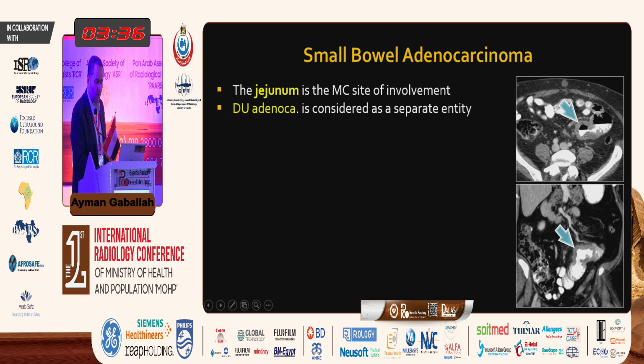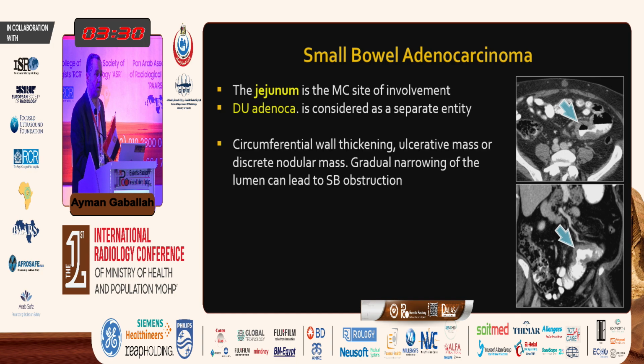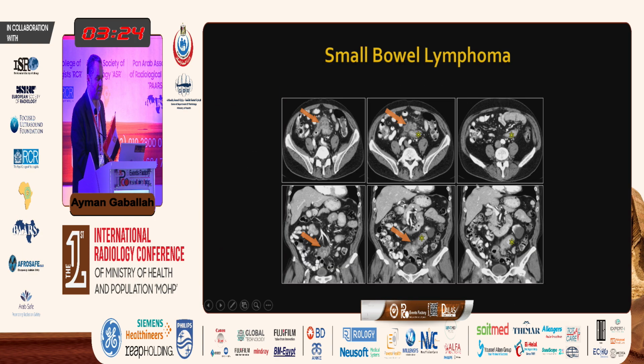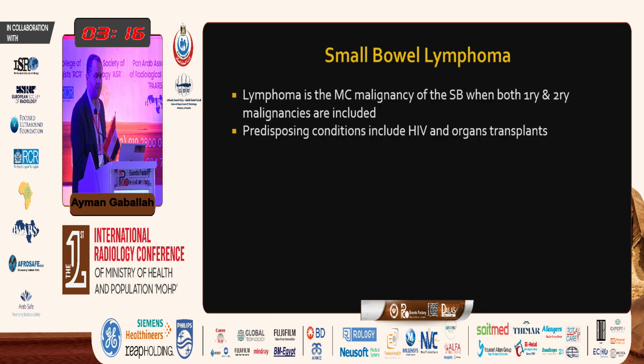Hopefully you can see this wall thickening there. It's a short segment, as we said, and it's more common in the proximal small bowel. It has circumferential, mass-like wall thickening, and it can have some lymph nodes and metastasis as well. This case was a case of small bowel lymphoma. You can see the wall thickening there, and there is some thickening as well in the proximal small bowel segments.